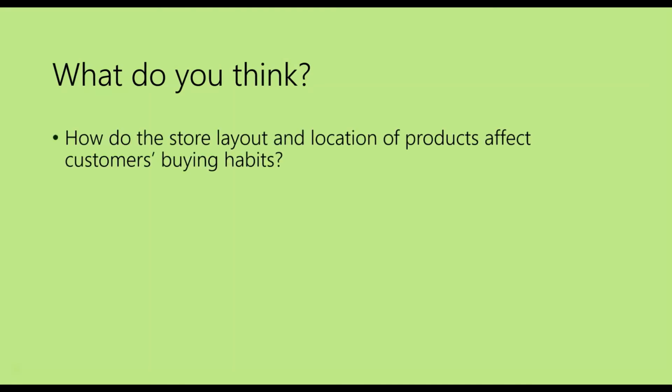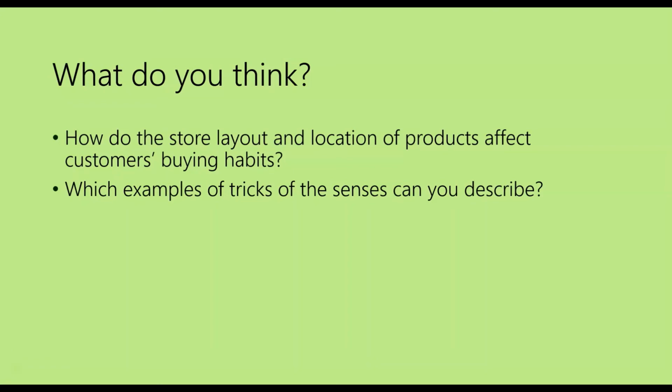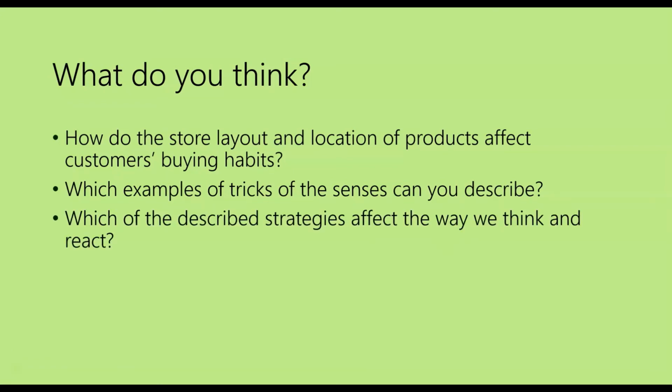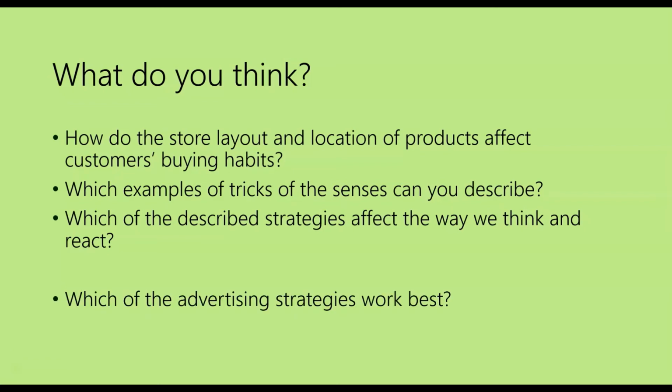Remember, you can always replay the video and go back to any parts that were unclear. Now, it's time to see what you think. How do the store layout and location of products affect customers' buying habits? Which examples of tricks of the senses can you now describe? Which of the described strategies affect the way we think and react? Those were the questions discussed in the video. And finally, we'd like to see which of the advertising strategies work best. Now it's time to pause the video and write down your answers.